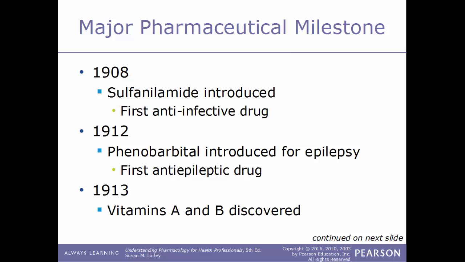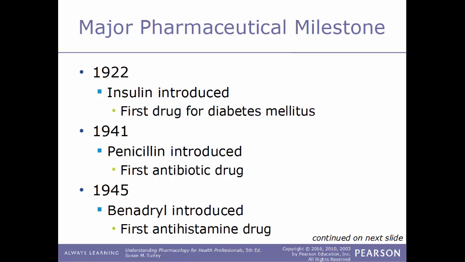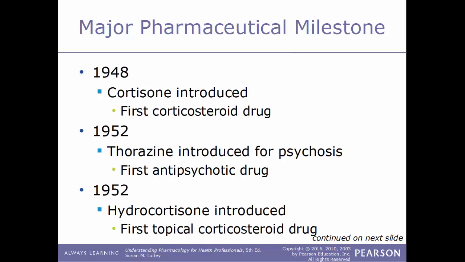1913, both vitamins A and B are discovered. 1922, insulin is produced. So it's the first drug developed to help treat diabetes mellitus. 1941, penicillin is introduced, the first antibiotic drug. 1945, Benadryl is introduced, the first antihistamine drug. 1948, cortisone introduced, the first corticosteroid drug. 1952, Thorazine is introduced to help treat psychosis. So it's the first antipsychotic drug.